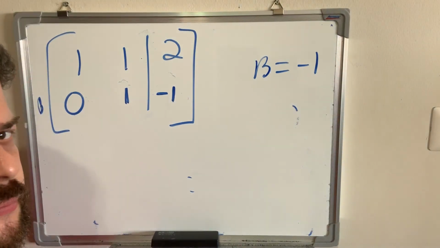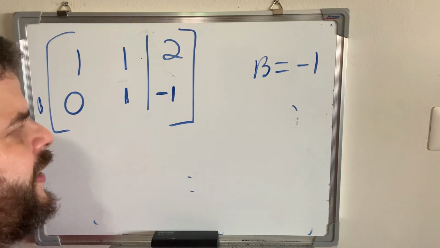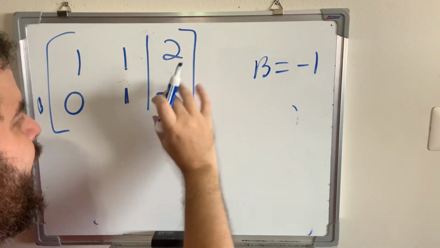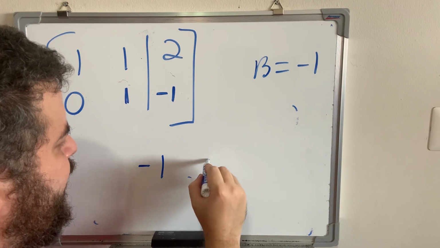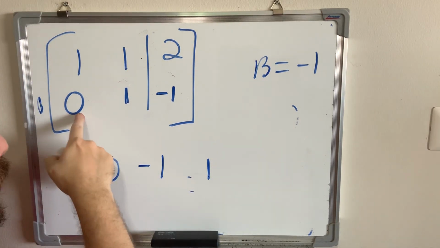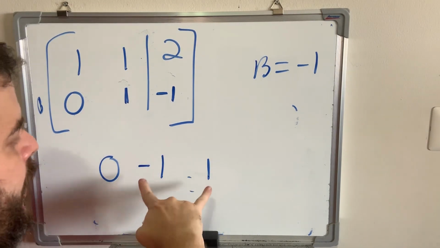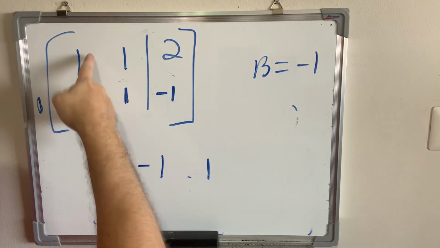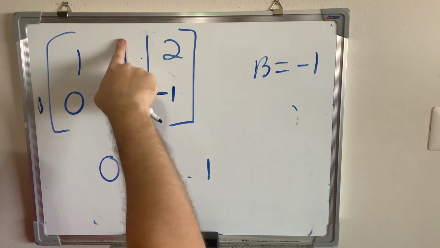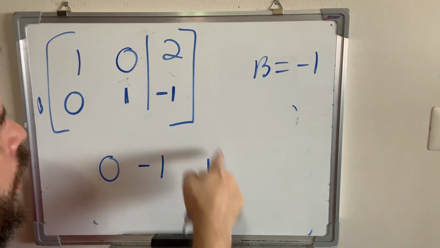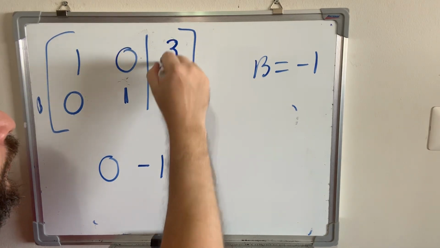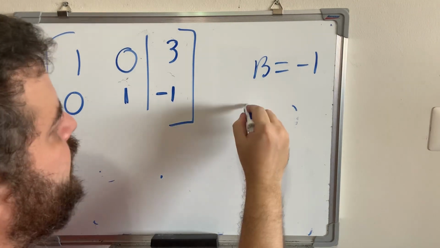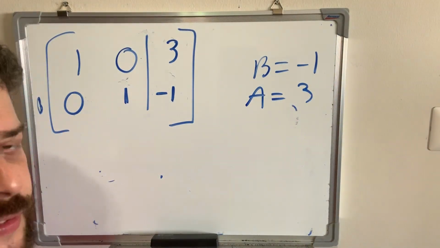Now I know that my b value is -1. I know it. You can do substitution, etc., etc. I just like to finish with elimination. Now I'm going to multiply this row by -1, so I get these values, 0, -1, +1. Now I'm going to add this row to the top row in order to simplify. 0 plus 1 is 1, -1 plus 1 is 0, 1 plus 2 is 3. So now I know that my b value is -1 and my a value is +3.